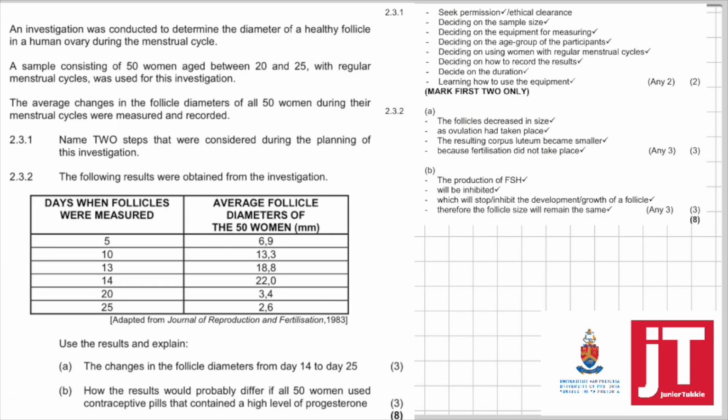Right, 2.3. An investigation was conducted to determine the diameter of a healthy follicle in a human ovary during the menstrual cycle. A sample consisting of 50 women aged between 20 and 25 with regular menstrual cycles was used for this investigation. The average changes in the follicle diameters of all 50 women during their menstrual cycles were measured and recorded. 2.3.1. Name 2 steps that were considered during the planning of this investigation.